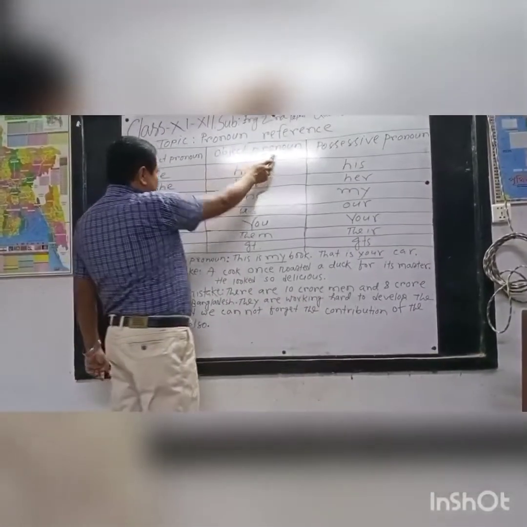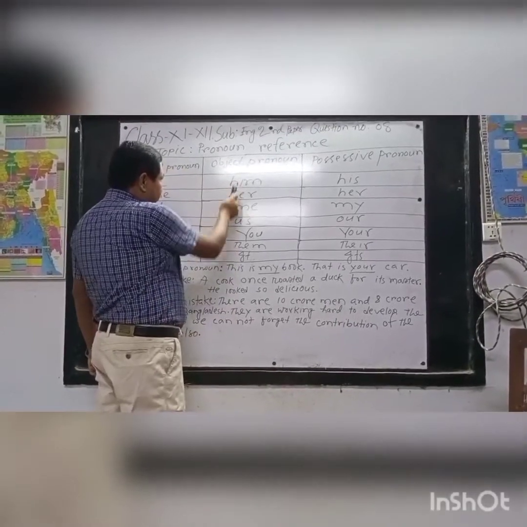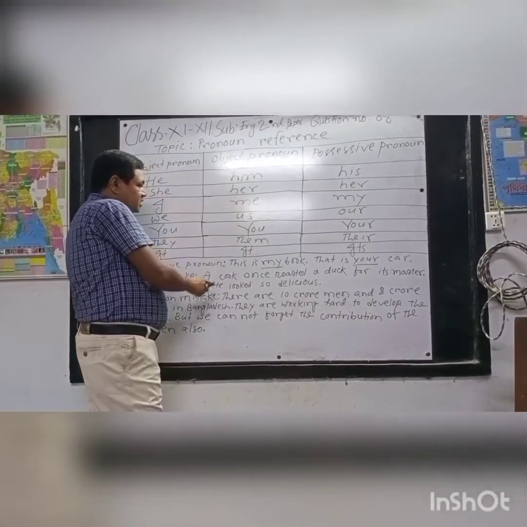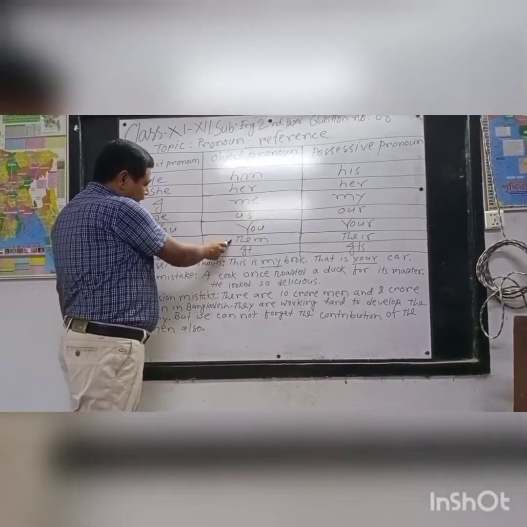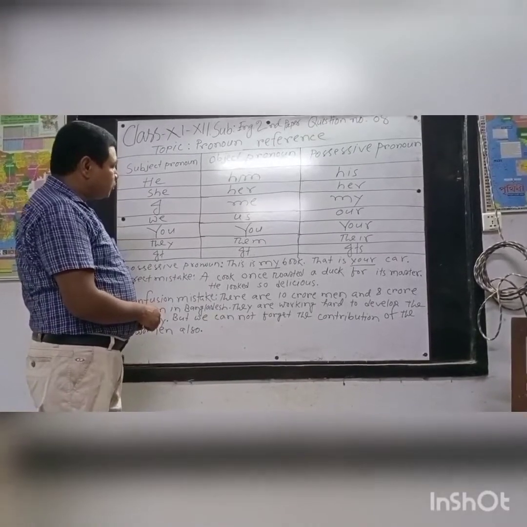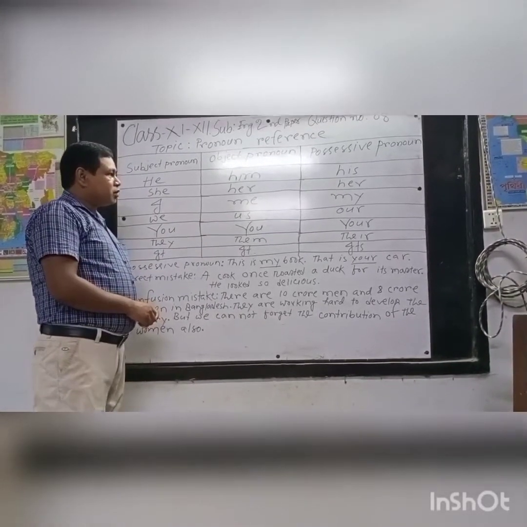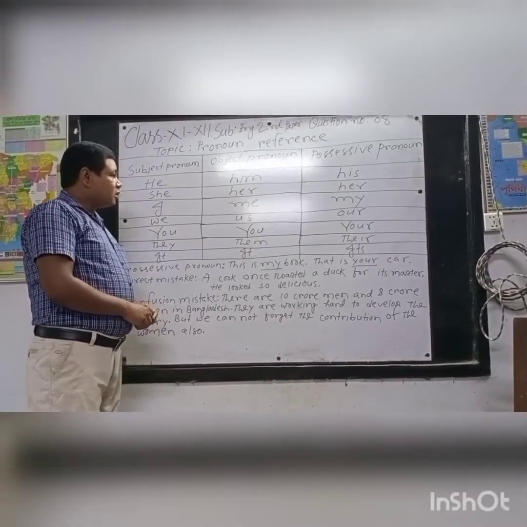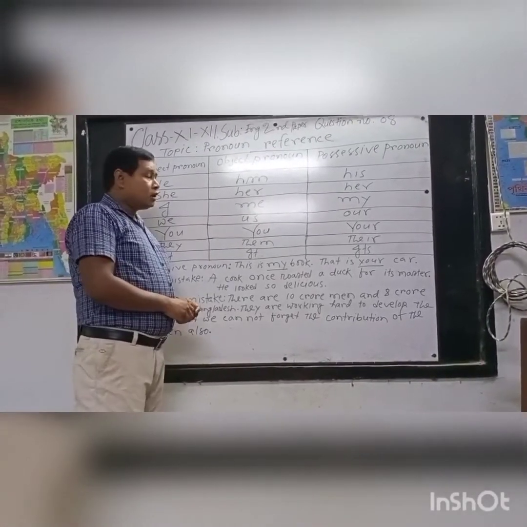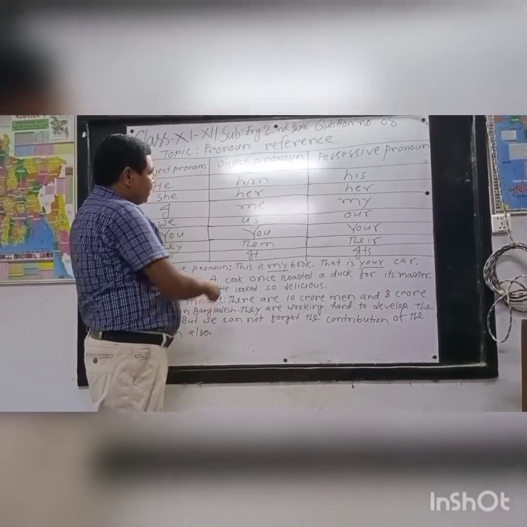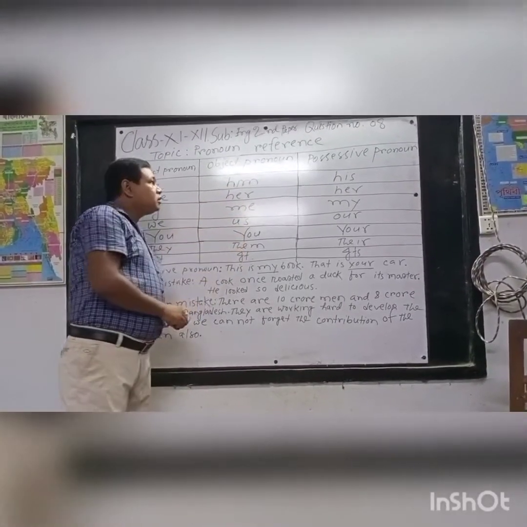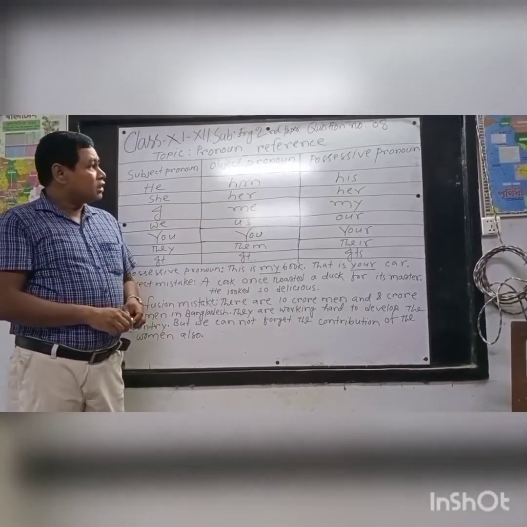Then object pronouns. He, her, me, us, you, them, it. These pronouns are called object pronouns. Why these pronouns are called object pronouns? Because these pronouns are used as objects in a sentence. That's why these pronouns are called object pronouns.